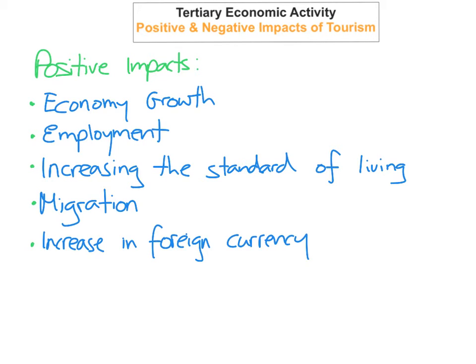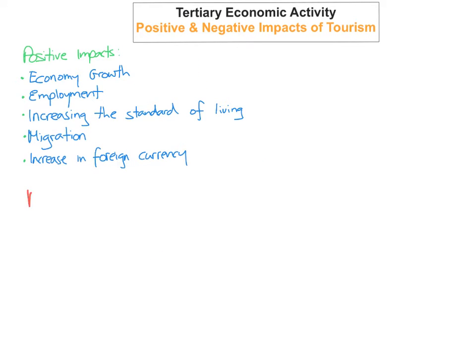We're now going to look at some of the negative impacts of tourism. The first negative impact of tourism is crime. Usually when you get a lot of tourists visiting an area, it leads to an increase in crime and disturbances.